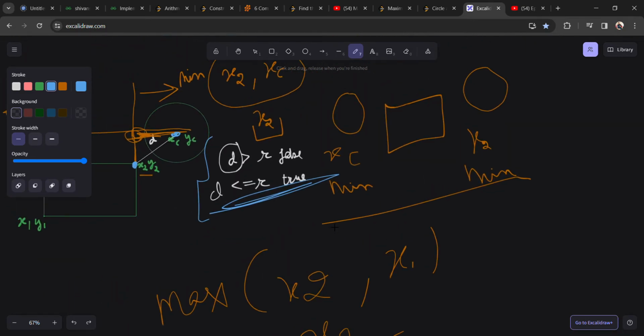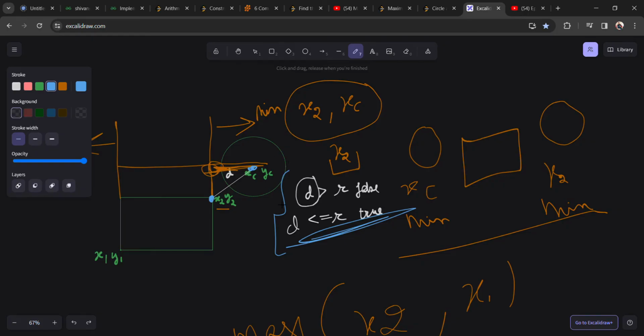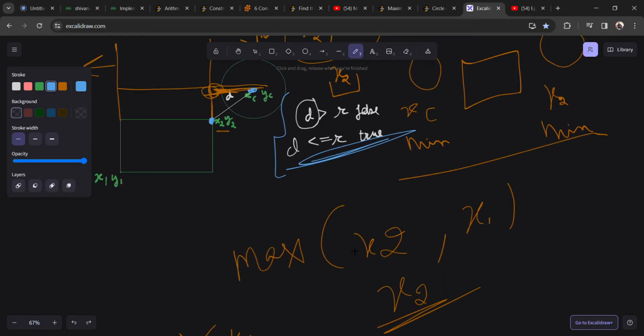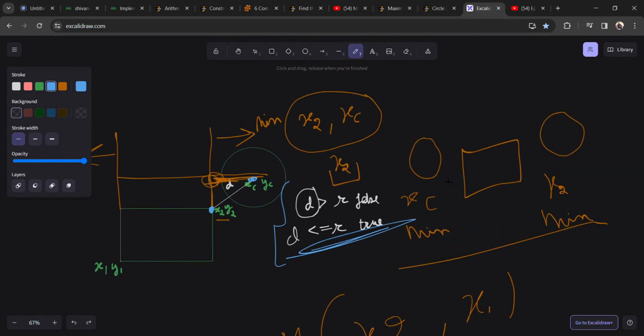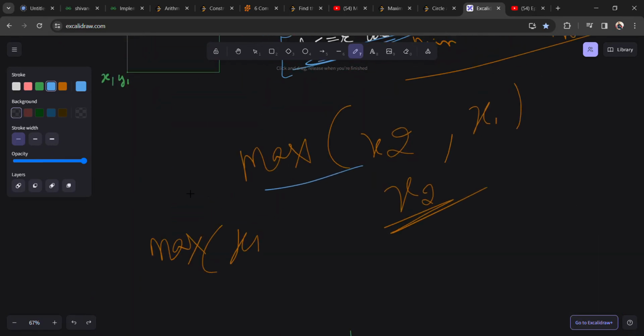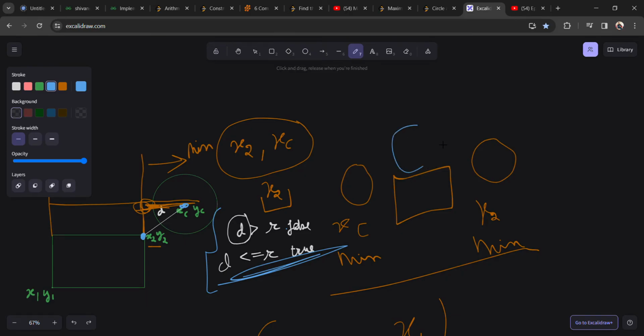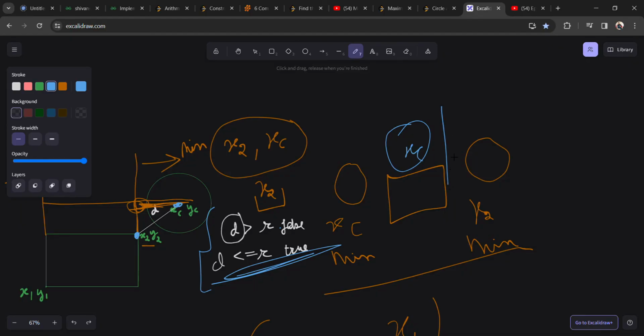So if this condition becomes true, everything is done. Now, how will I find the value of this distance? For that, we need to check whether the circle is lying on the left side or the right side. To check that, first take the minimum of x2 and x center. If x2 is the minimum, then the circle is lying on the right side. If x center is the minimum, then the circle is lying on the left side of that point.